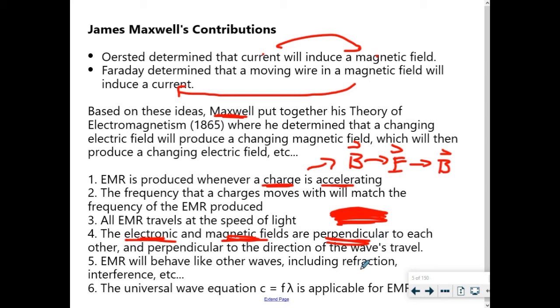These waves right here require no medium to move. And so although we talk about them being perpendicular to each other, it's not like we can actually see them or test them. It's the best explanation we have. We're going to get to this later in our unit, but they discovered that EMR behaves like all other waves, which means they can refract and interfere with each other. And I've got a lesson for each of those as we go through our unit. The final thing Maxwell predicted: the universal wave equation applies to EMR.